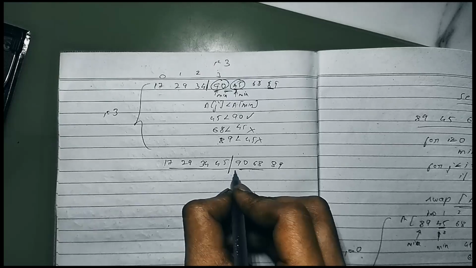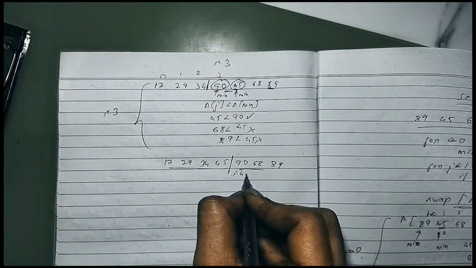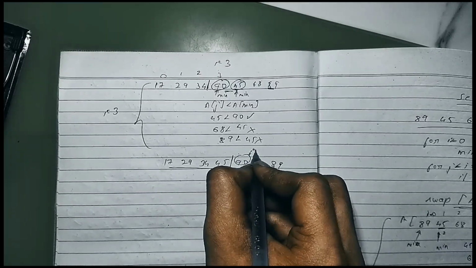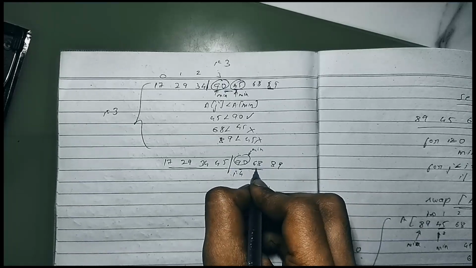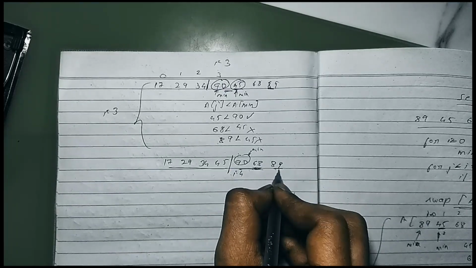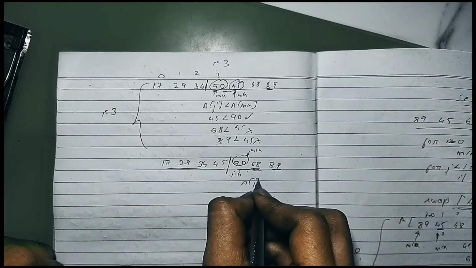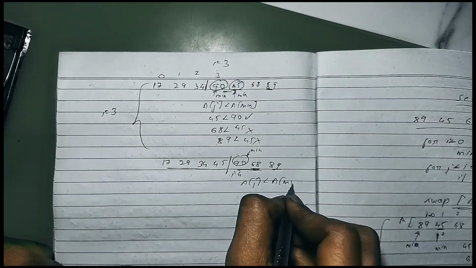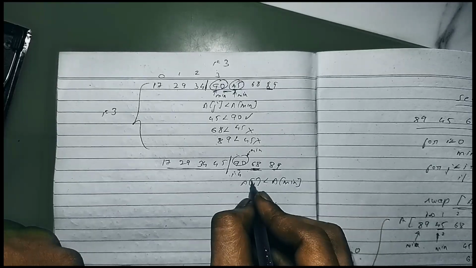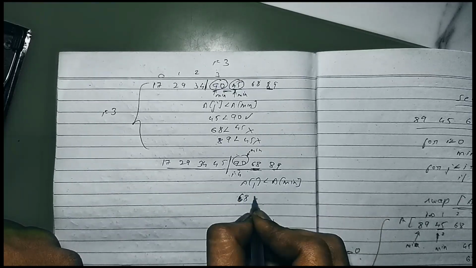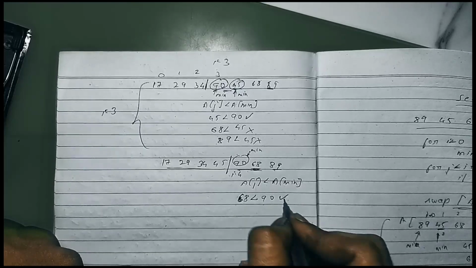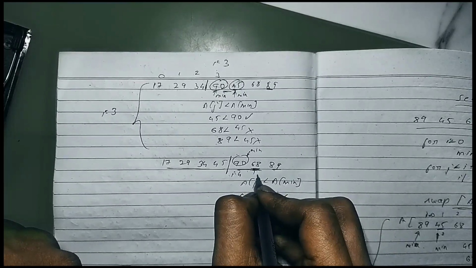Then again we'll consider i equal to 4 as minimum. This one is minimum initially, and j runs from i plus 1 to n minus 1, means 68 to 89. And then again this condition is checked, whether a[j] is lesser than a[minimum]. a[j] is 68, whether 68 is lesser than a[minimum], which is 90. This condition is true, so now minimum will be updated to 68.